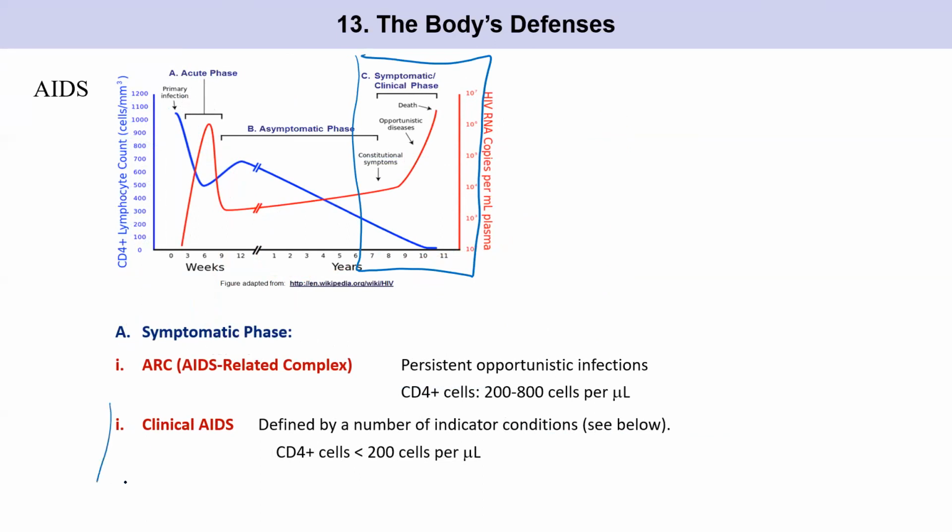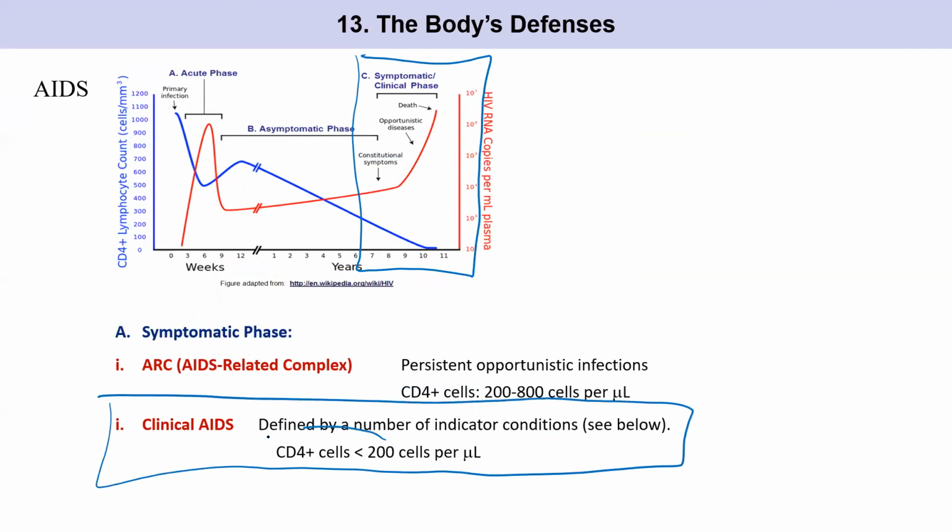Clinical AIDS is the last phase, and you can see it's defined specifically by how many CD4 cells are in there. And there's a number of diseases that are kind of characteristic of it. I'll get to that in a second. Before that, though, is something that's called AIDS-related disease or complex. And this, we're talking about just more opportunistic infections than usual. And maybe not quite as serious as when somebody gets to clinical AIDS.